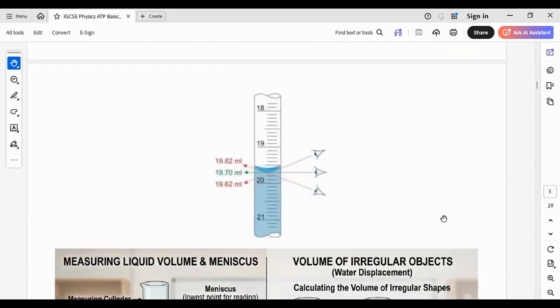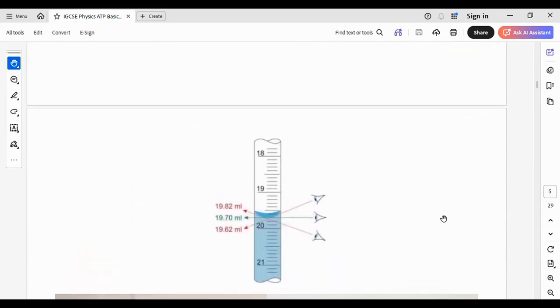Now, while reading the measuring cylinder, it is still the same case, but there is a difference here. We get a bubble here, okay? The sides are above and that one is below. So we have to read the bottom of the meniscus, okay? That is reading exactly at the bottom of the meniscus, okay?